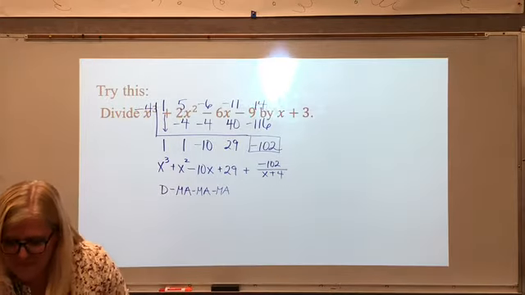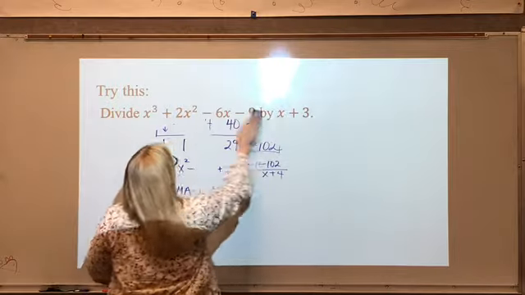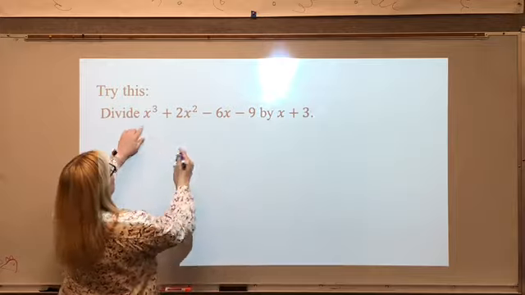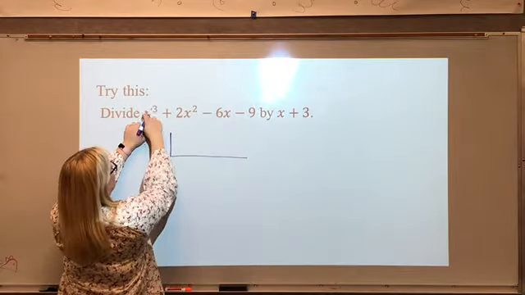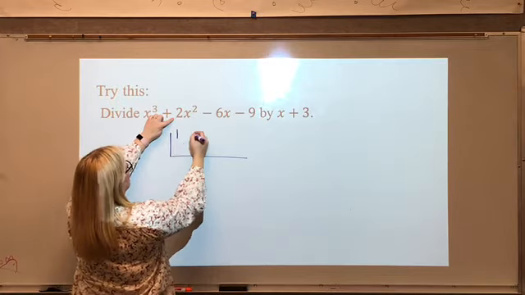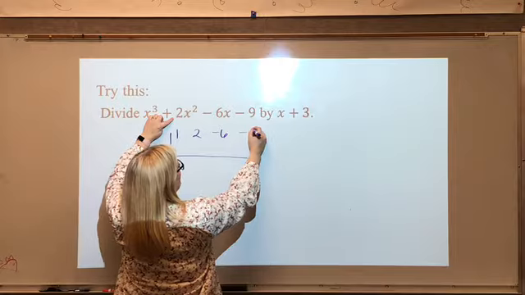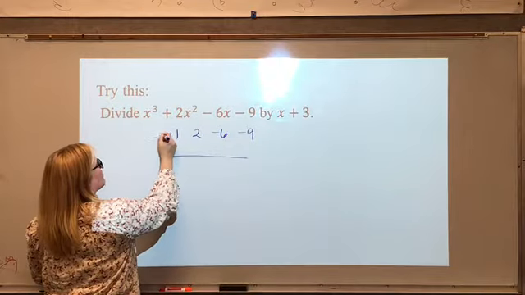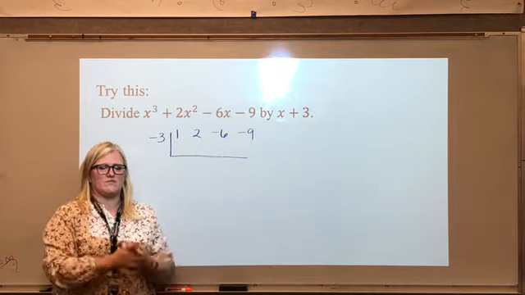Okay. So I want you to try this one. I will help you set it up. Okay? So I make my little L shape here. My coefficient is 1. Then I have a 2, a negative 6, and a negative 9. Okay? And x plus 3 means a negative 3 goes here. So go ahead and stop the video right now.